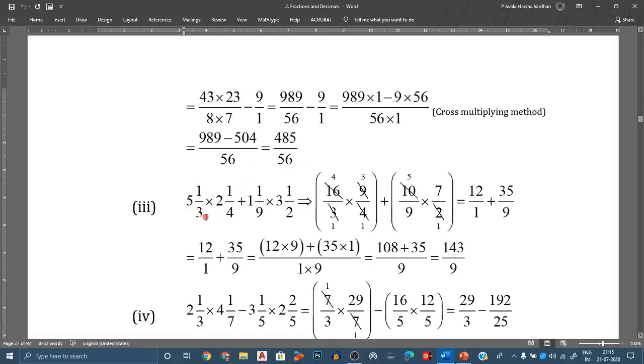5 1 by 3 into 2 1 by 4 plus 1 1 by 9 into 3 1 by 2. So first you have to convert all the mixed fractions into improper fractions. This 3 5s are 15 plus 1, 16 by 3, into 4 2s are 8 plus 1, 9 by 4, plus 9 1s are 9 plus 1, 10 by 9, into 2 3s are 6 plus 1, 7 by 2.